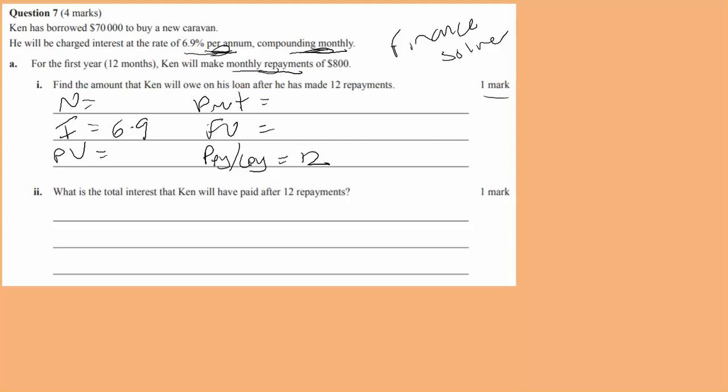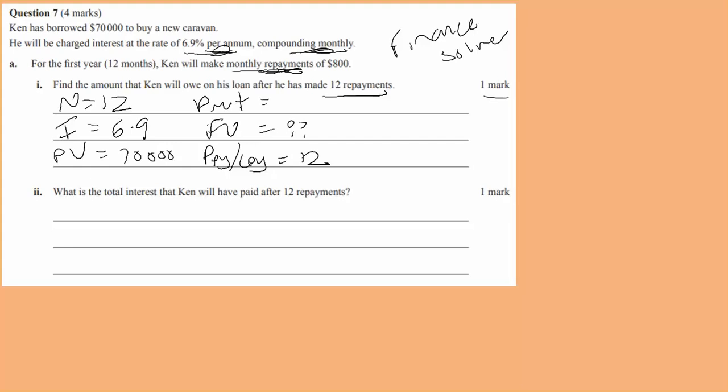Find the amount that Ken will owe on his loan. So I want to find his future value after 12 repayments. I know it's monthly, 12 repayments, so N is 12. My present value, how much he borrowed? He borrowed 70,000. Now, is that positive or negative? He borrowed it from the bank, so it goes in his pocket, which is positive.